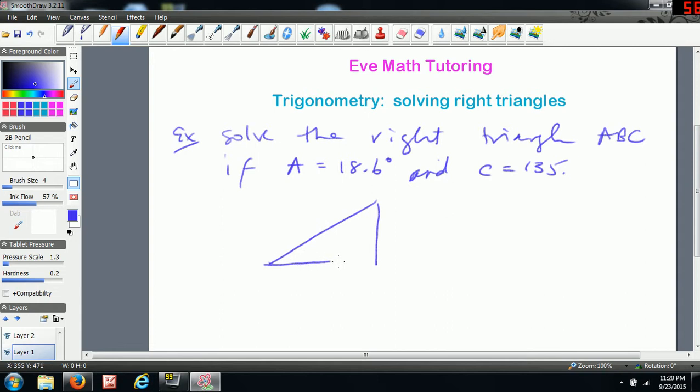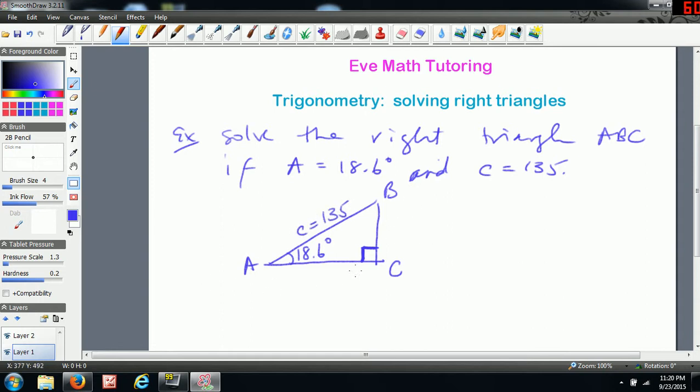So what you're going to do is start off by drawing a right triangle. And as you know, a right triangle is one that has a 90-degree angle. This triangle will be given to you, because you would need instruction on which angle is C and which side is C. So angle A is 18.6 and side C is 135.